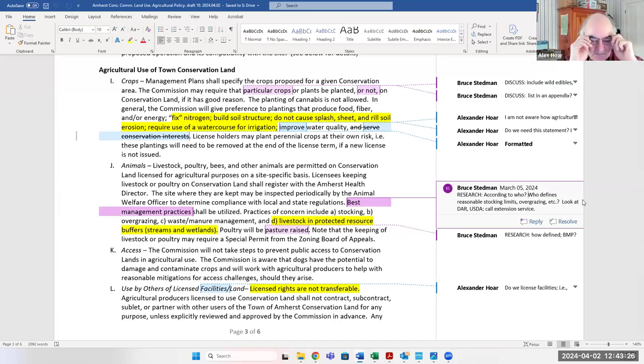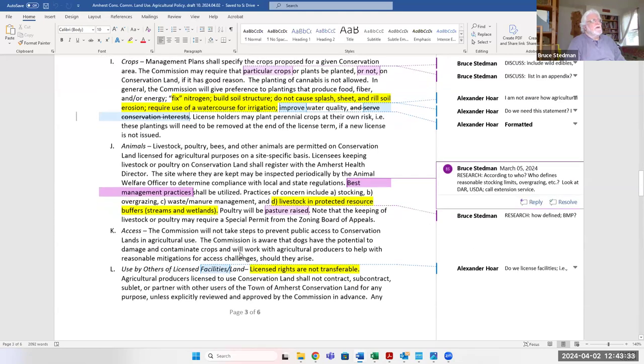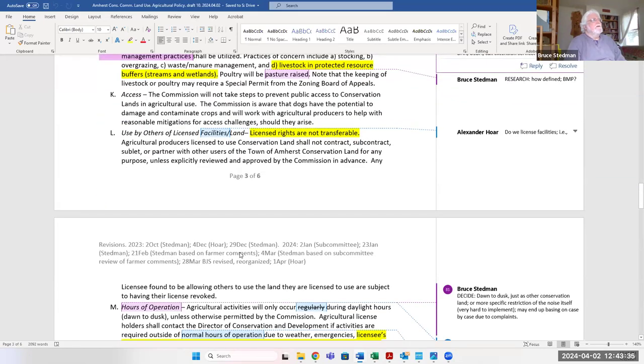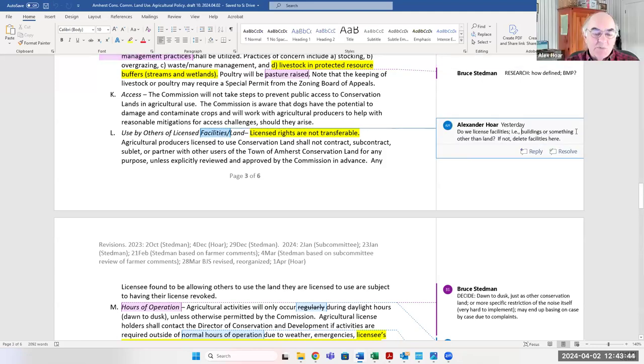Got it. In L, Alex has asked, do we license facilities? Letter L. Do we have any buildings? I don't know what a facility is, but I assume it's a building. Do we have any buildings that we license?